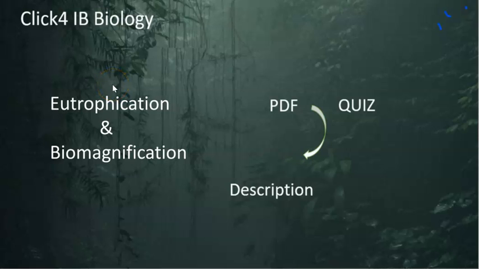Click for IB Biology. We're looking at the topic of environmental stability and change. And here we're going to look at two change processes, one called eutrophication and the other biomagnification.